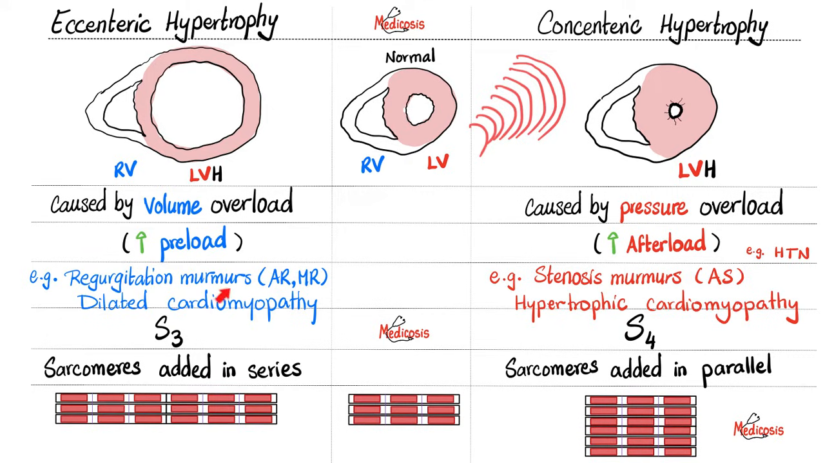Can you give me examples of eccentric hypertrophy? How about regurgitating murmurs? How about aortic regurgitation? Let's draw the heart. Here's the left ventricle and here's the aorta. Okay, I have aortic regurgitation, blood coming from the aorta, returning back to the left ventricle.